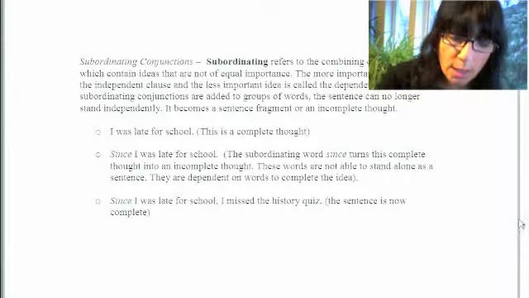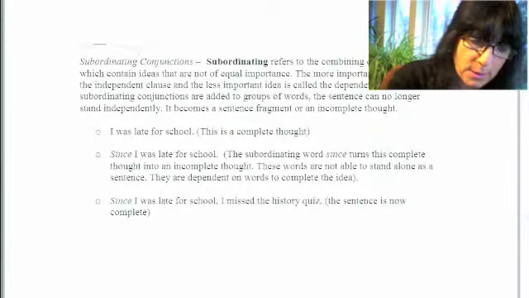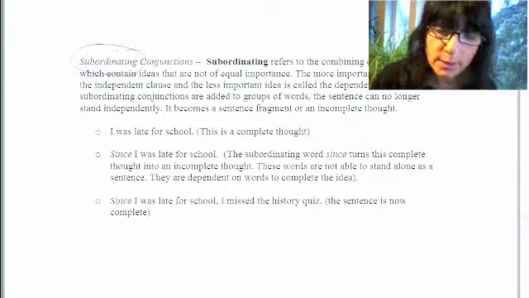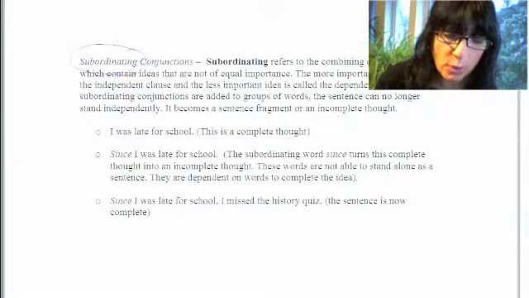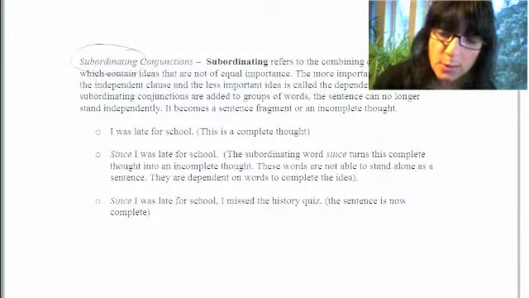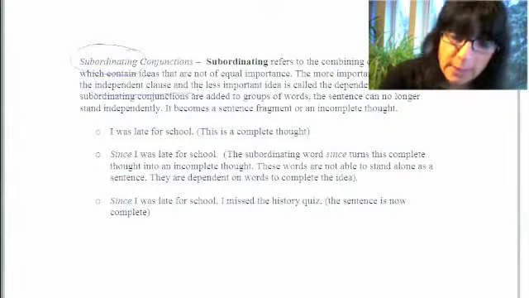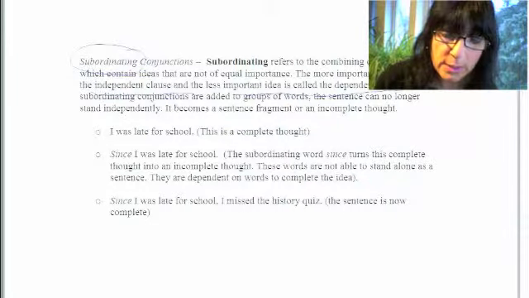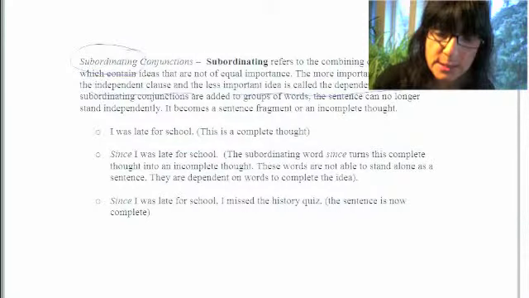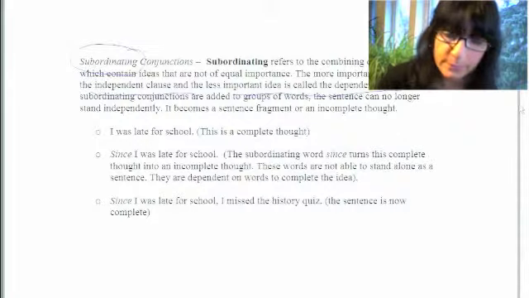The other kind of joining or coordinating is called subordinating words. Subordinating refers to the combining of 2 clauses which contain ideas that are not of equal importance. So one idea is more important than the other. The more important idea is called the independent clause, and the lesser important idea is called the dependent clause. When subordinating conjunctions are added to groups of words, the sentence can no longer stand independently, so it becomes a sentence fragment or an incomplete thought.